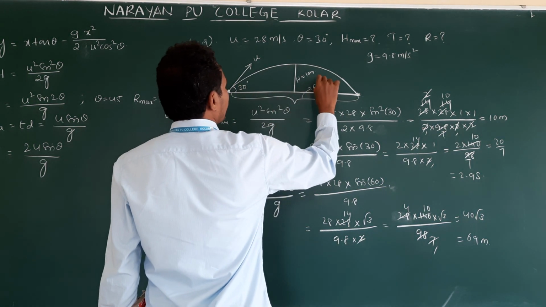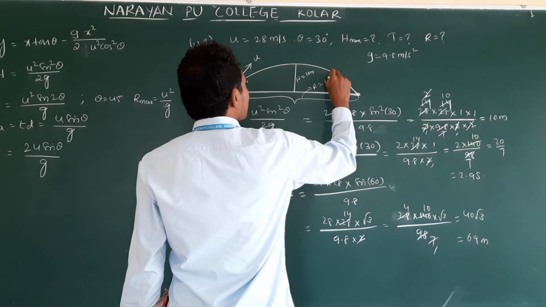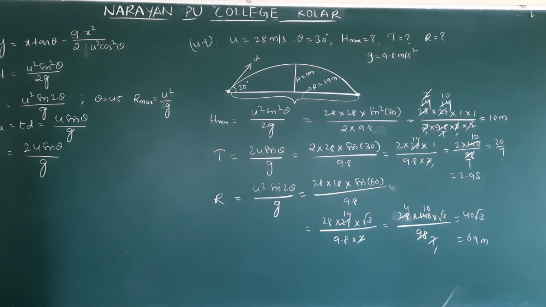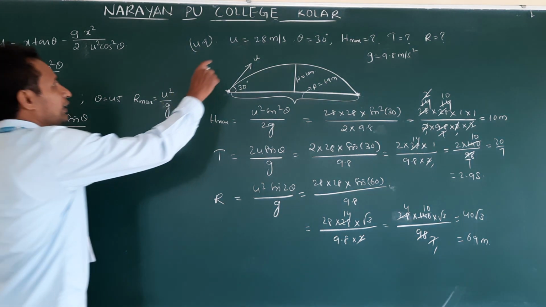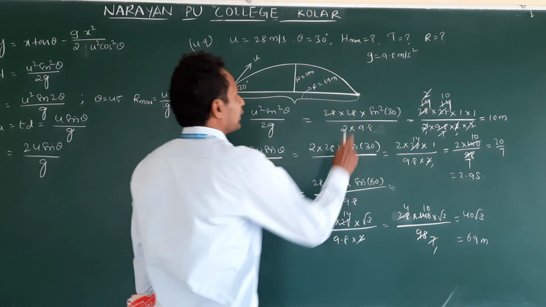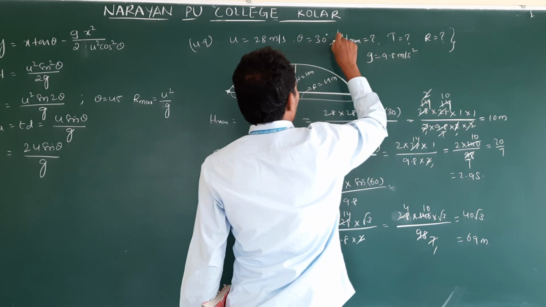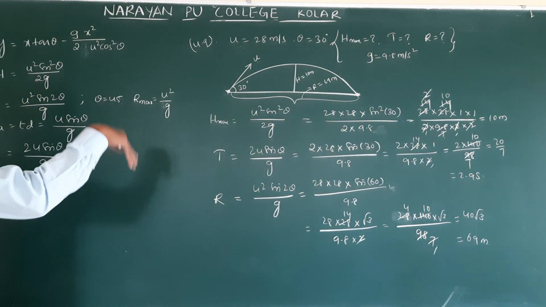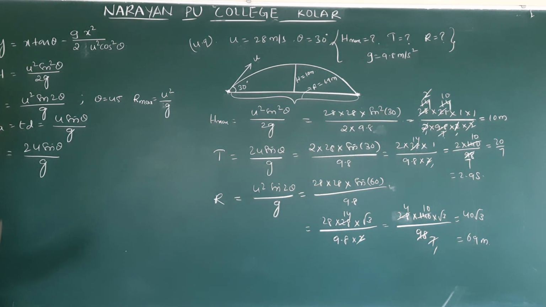Then this R is equal to 69 meters. So this is the procedure. How do we solve? First we will write the given information. Then we concentrate on the questions they asked, and one by one we follow. So make a note of this.